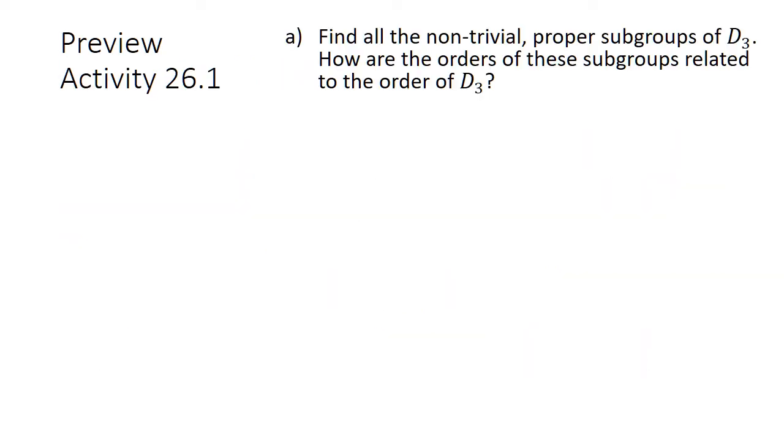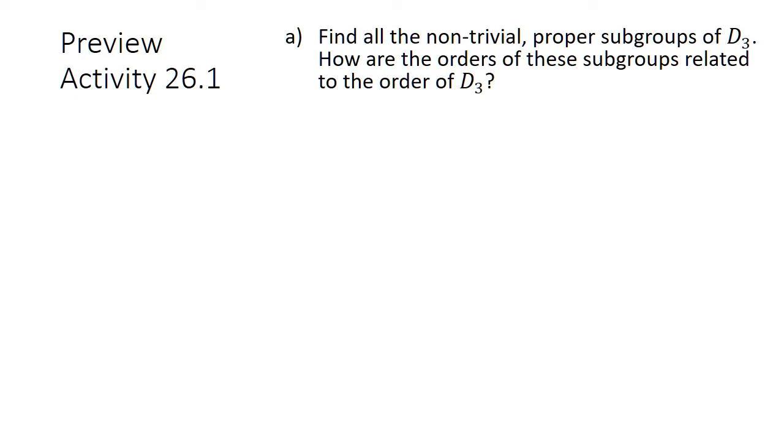Okay, so let's go over part A here. Find all the non-trivial proper subgroups of D3. Remember, D3 is the symmetries of the triangle. How are the orders of these subgroups related to the order of D3? Okay, so this is maybe a little bit tricky, first of all, just to find all the subgroups of D3. But let me explain the logic of how you would do that.